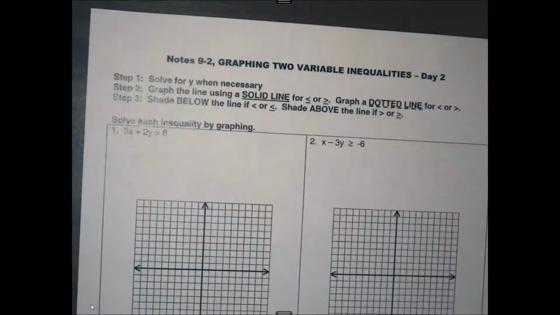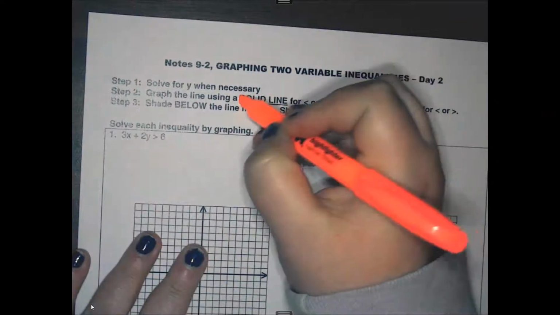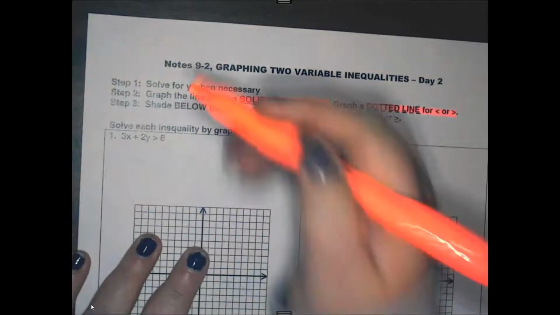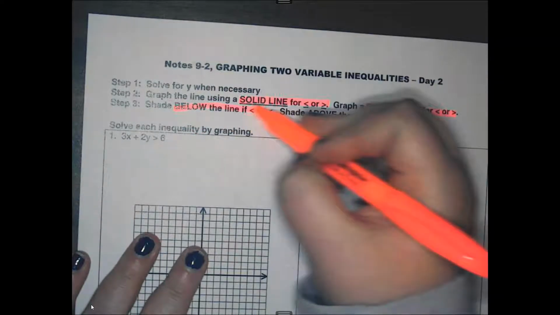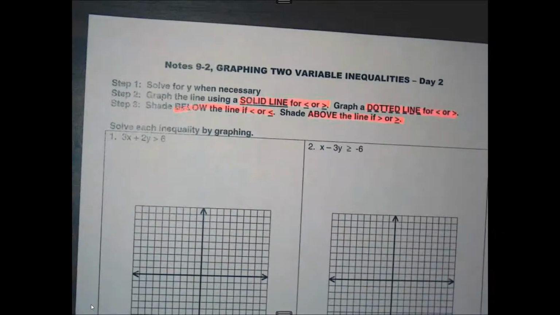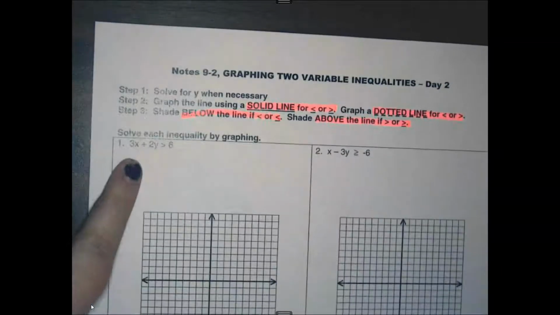And then we have that same thing we had yesterday's lesson: a solid line is going to be for equals. A dotted line is going to be when it's not equal. It's going to be below if it's less than, and above if it's greater than. Okay? So let's look. Our first one is not set up.